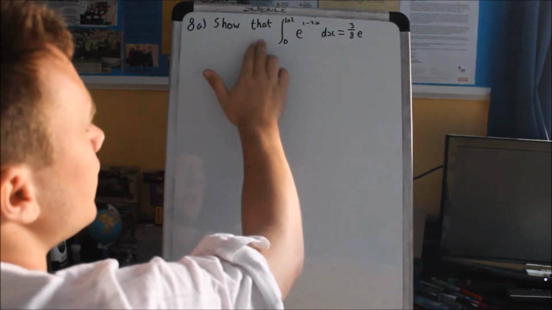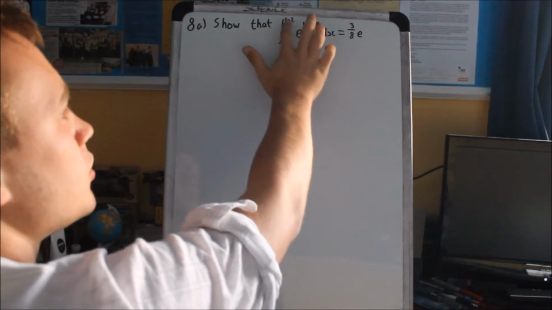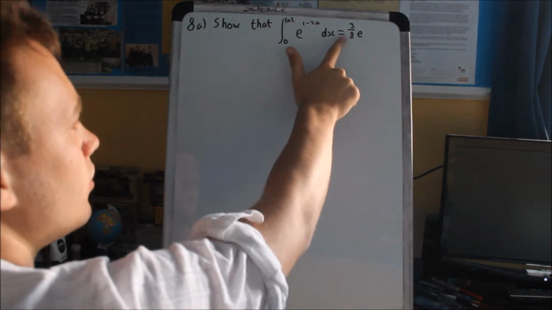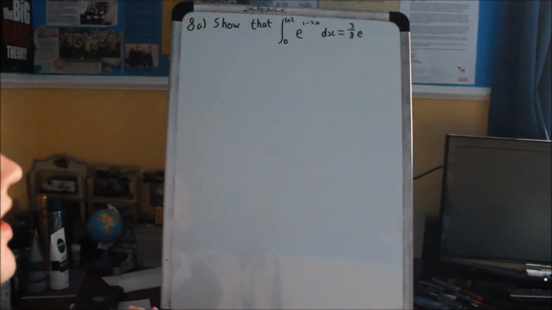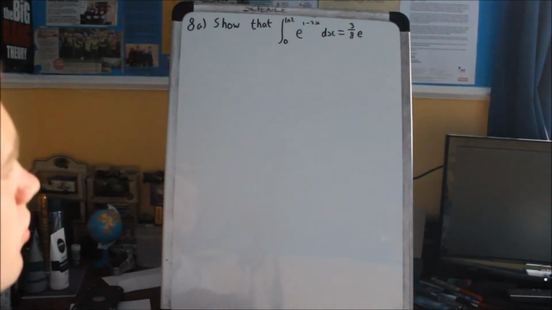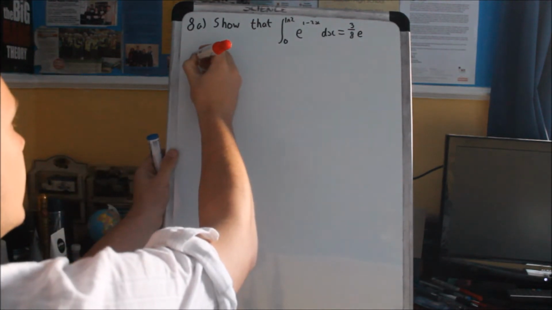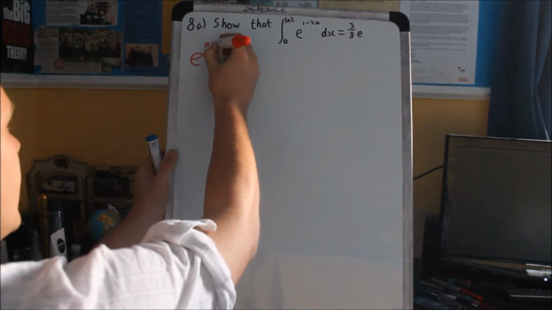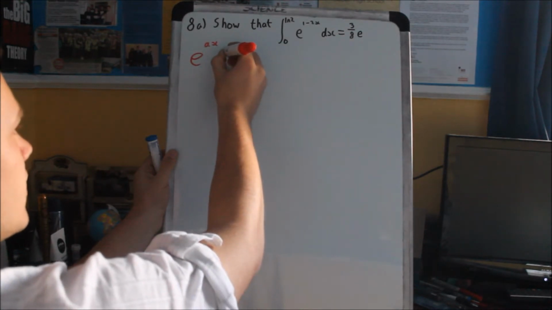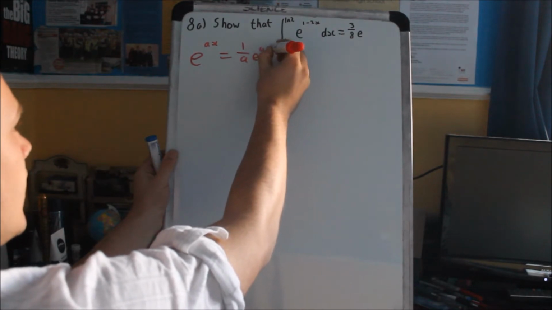So A, show that the integral of e to the power of 1 minus 2x dx between the points natural log 2 and 0 equals 3 over 8e. So our first step clearly is going to be to integrate the e to the 1 minus 2x. So a reminder, if you have e to the ax, if you integrate it, that equals 1 over a e to the ax.